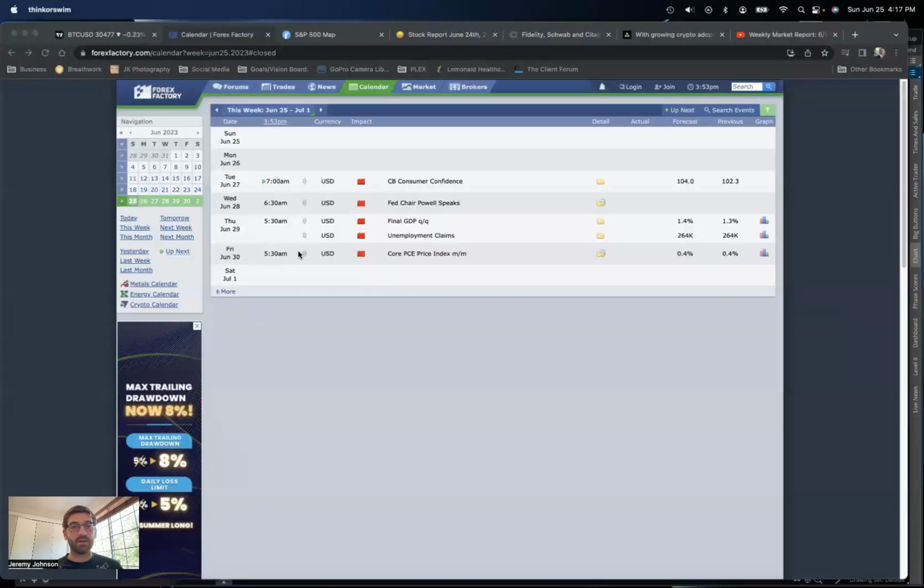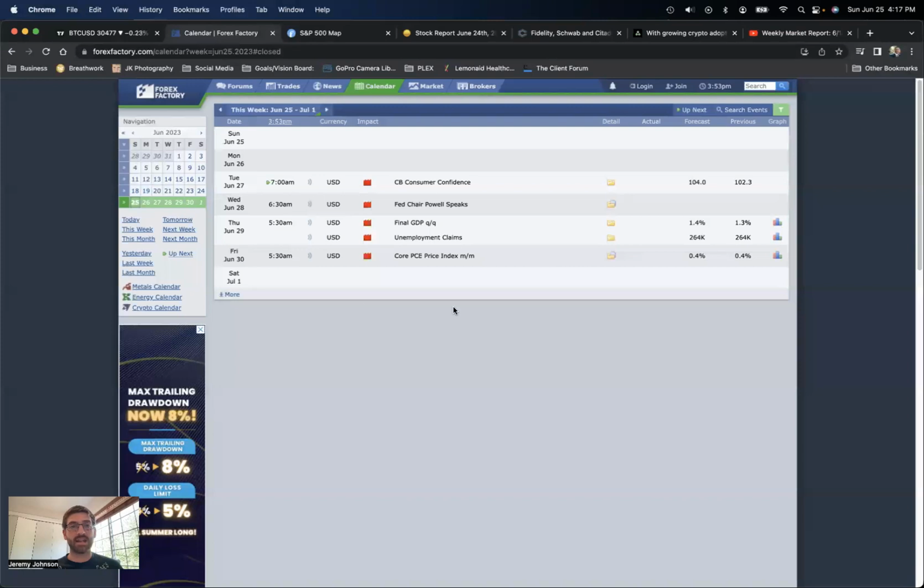Last thing outside of the charts, just looking at economic data coming up. Monday, nothing to see. Tuesday, consumer confidence report. I'm not expecting this to move the market too much one way or the other right now, mostly because most of the market sentiment has been so bullish lately. I can't imagine that one week over from last week, we would see much of a drop there.